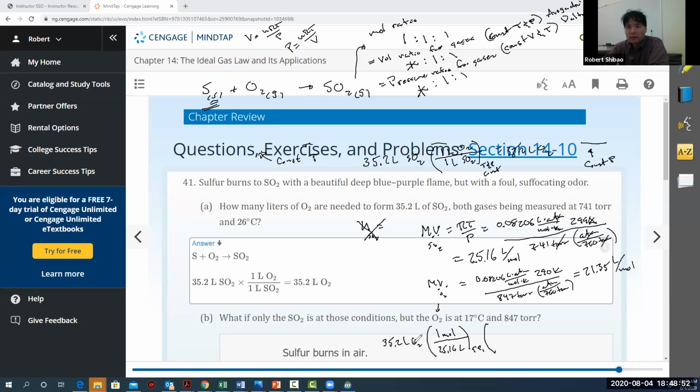All right, and then this is moles of SO2, sorry, SO2. Then it's 1 mole of O2 for every 1 mole of SO2. And so we'll get rid of moles of SO2 and convert that to moles of O2. And then for the O2, it's 21.35 liters per mole of gas under the temperature pressure conditions 2. So that should give it to us. Let's take a look.